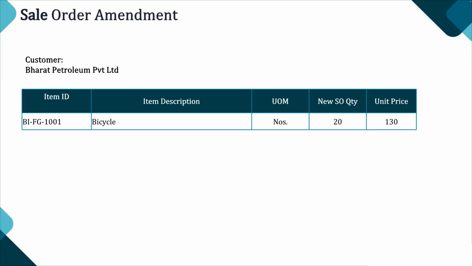And so this slide consists of your customer name, that's Bharat Petroleum Private Limited, against the item that's bicycle. And then you have your UOM, that's unit of measurement. And here you have your sale order quantity and unit price. Sale order quantity is 20 and unit price is 130, which you are going to modify in our amendment screen.